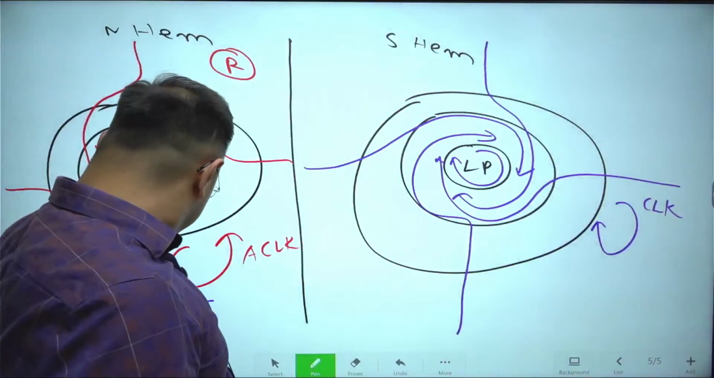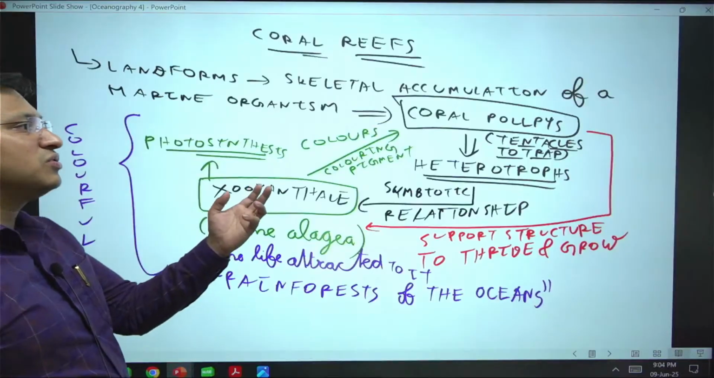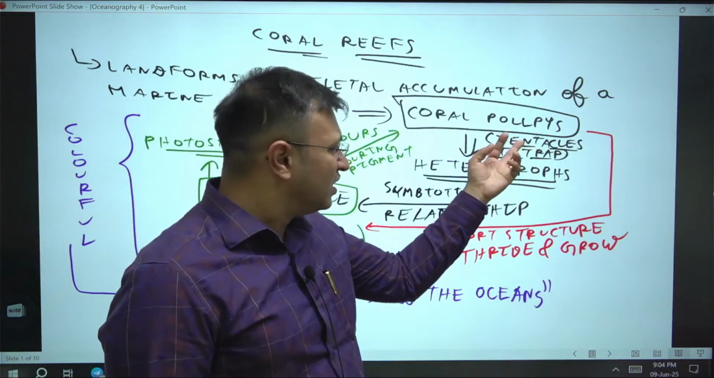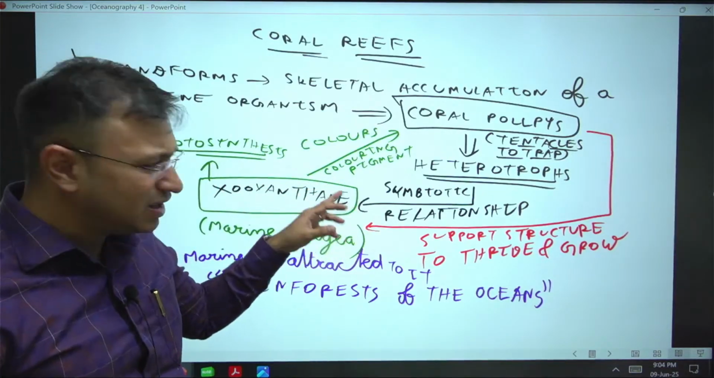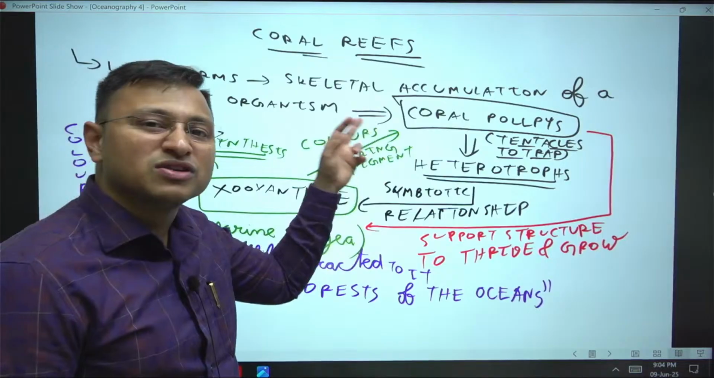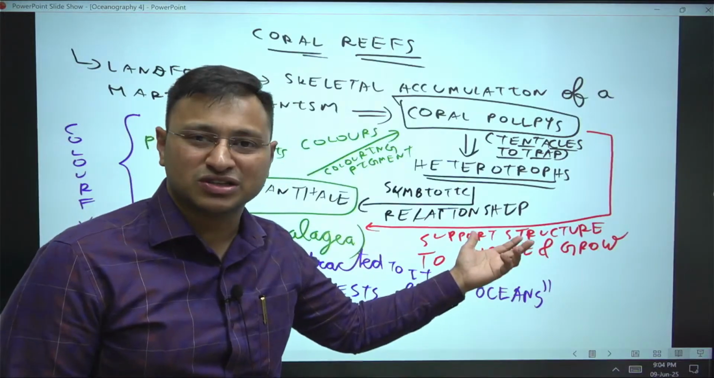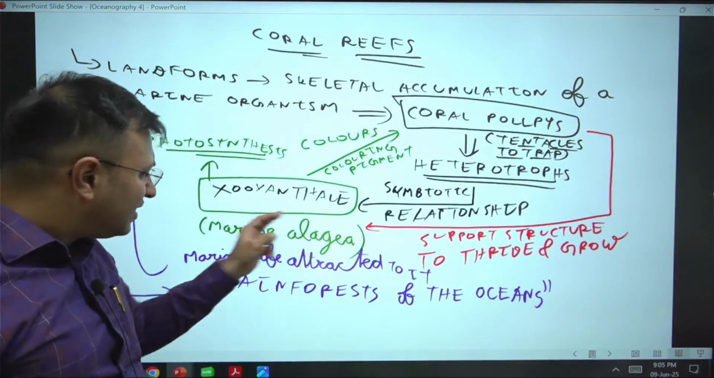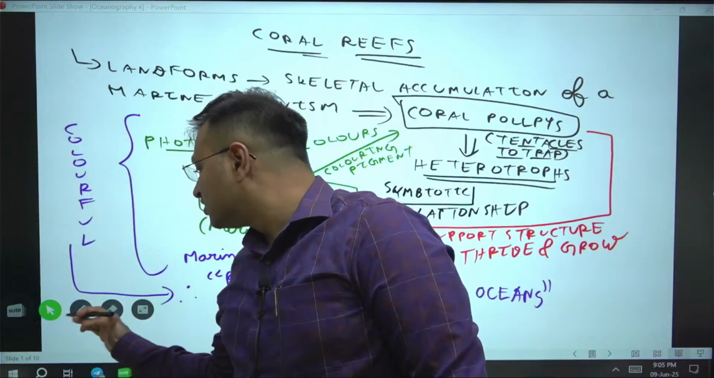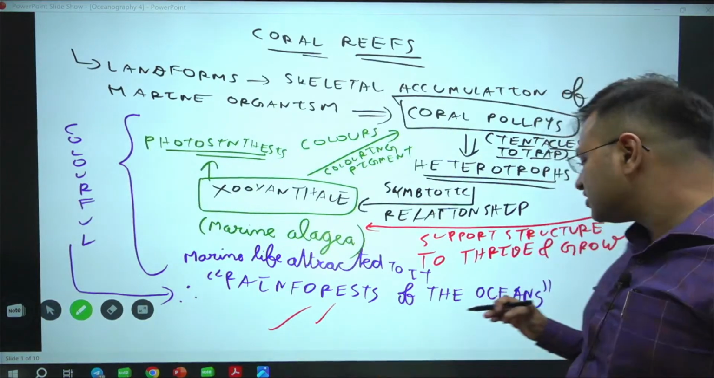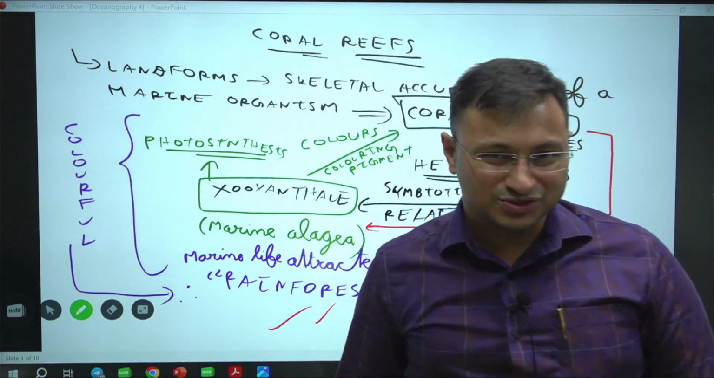So in a nutshell, if we are discussing what coral reefs are, coral reefs are nothing but the landforms of skeletal accumulation of a marine organism called coral polyps. These coral polyps live in a symbiotic relationship with a marine algae called zooxanthellae. The marine algae imparts colors because it is capable of doing photosynthesis, and in return, the coral polyps give a support structure. So the marine life gets attracted towards it, and that is why the coral reefs are referred to as the rainforest of the oceans. This is very important. They are referred to as what, guys? The rainforest of the oceans.